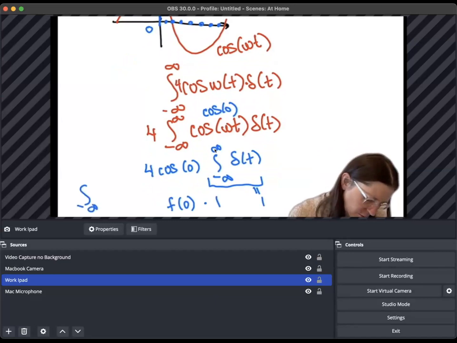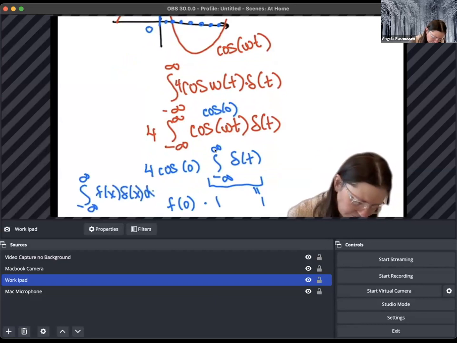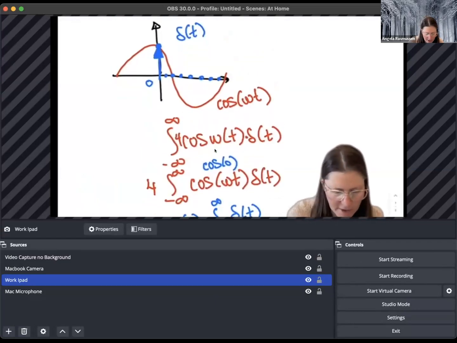Okay. So what this basically means is f of x times the delta function of x will always equal that f of 0. And that's because you're only getting one value here.